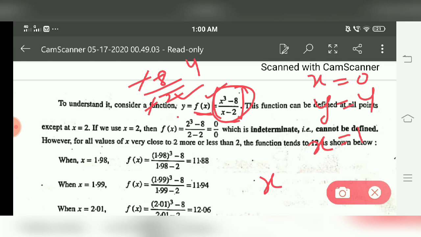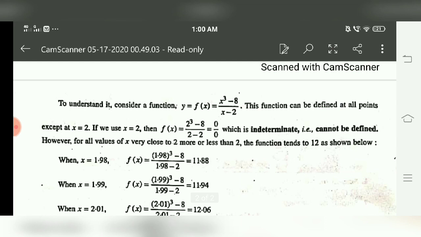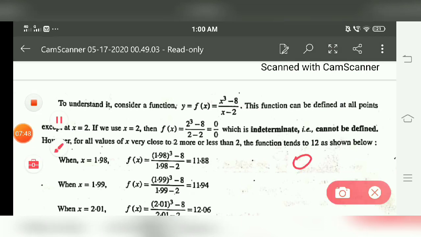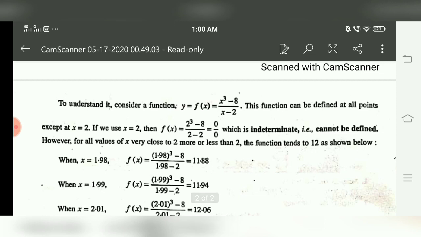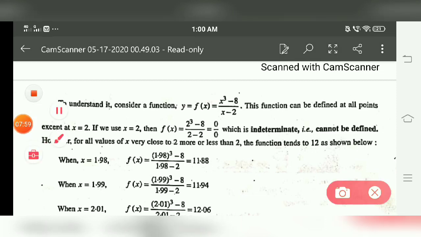But what if we substitute x equals 2? If we substitute x equals 2, this becomes 2 raised to power 3, which is 8, minus 8, upon 2 minus 2, which is 0. So this is 0 by 0. A form which is 0 by 0 is an indeterminate form, that cannot be determined. So it cannot be defined. We have no definition for that.